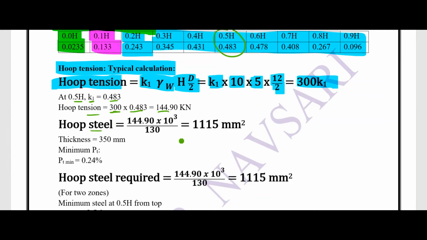Now hoop steel. Hoop steel is equal to T divided by sigma st. Same equation, so we can find out the hoop steel. Thickness 350 mm. Provide PT 0.24. So 115 mm. So hoop steel required.